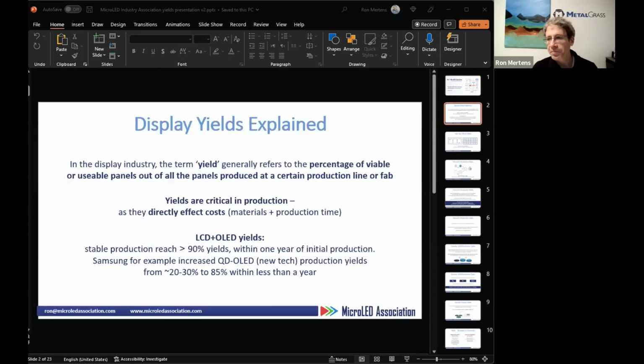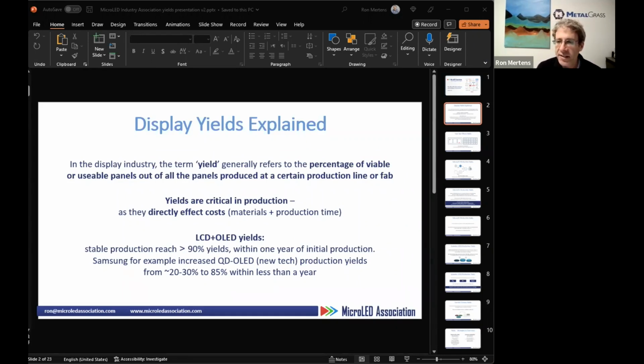Okay, so what are yields? Basically, yield is pretty simple. It's the percentage of panels that are usable out of all the total panels that the production process goes through. Other panels are defective and have to be repaired if possible or discarded. So getting good yields is extremely important. The display industry is very competitive and there's a huge pressure to reduce costs. If you throw away some of your panels, you lose a lot of money, obviously, and this is quite straightforward.